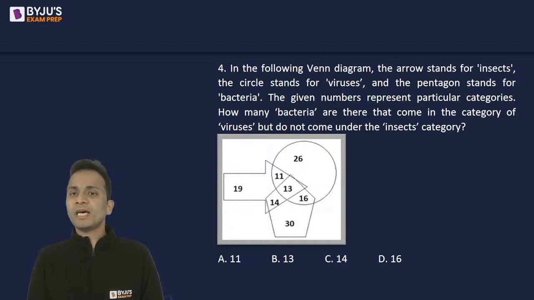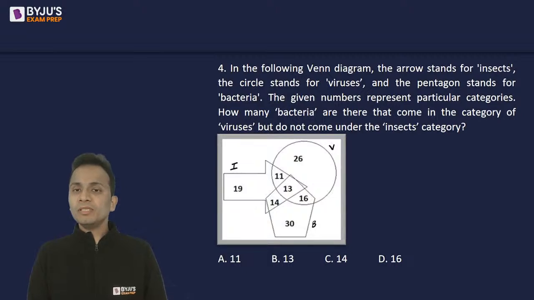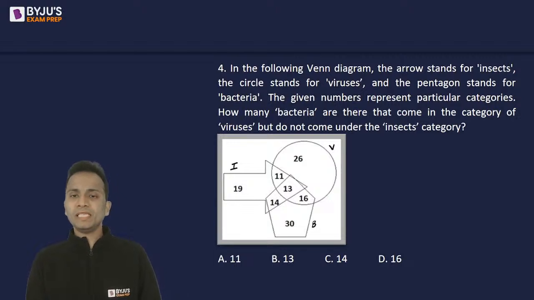Now, in the following Venn diagram, the arrow stands for insects, the circle stands for viruses, and the pentagon stands for bacteria. So insects is the arrow. The circle stands for viruses and pentagon stands for bacteria. As you can see, there are 3 figures: arrow, circle and pentagon. Now the given numbers in this figure represent particular categories. How many bacteria are there that come in the category of viruses but do not come under the insects category? Simple one.